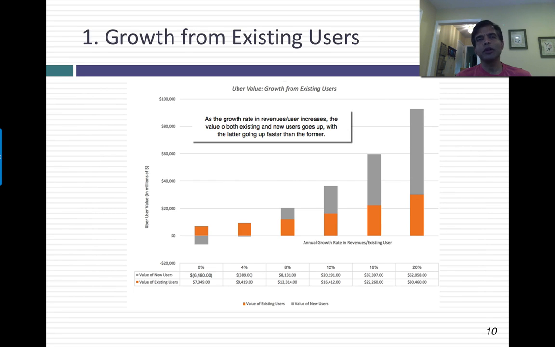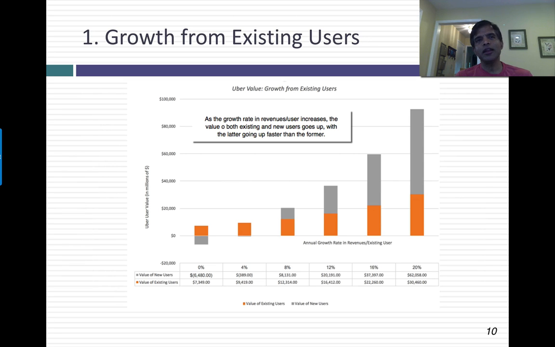And here again, you can look at the impact on value. If I increase my revenue growth from existing users, I'm able to sell my existing users more and more stuff. The growth rate I get from annual revenues from existing users increases. My value increases not just for existing users, but also for new users. The reason it increases for existing users is because the growth rate is going up. But because my new user value is a function of my existing user value, I get a jump in value.